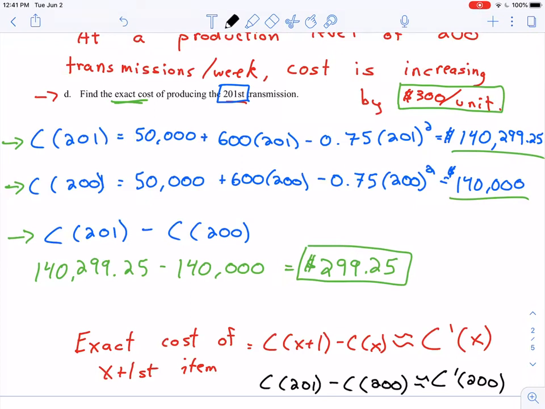In the next video, we're going to take a look at a very, very long problem. It's got a lot of parts to it, but we're going to talk about profit, revenue, costs, all of that good stuff. So take a look at that when you are finished with this video.